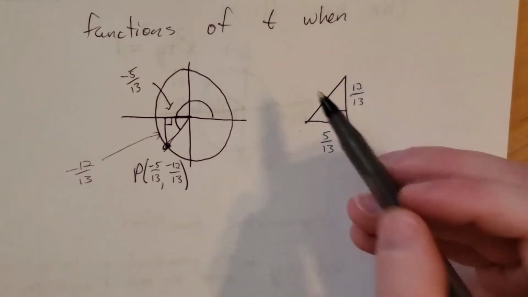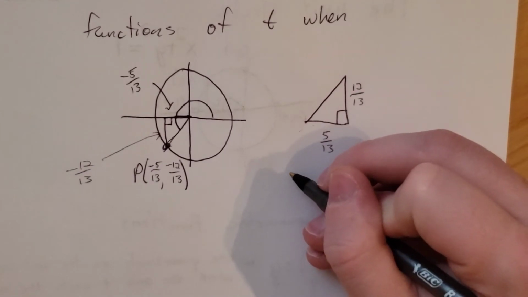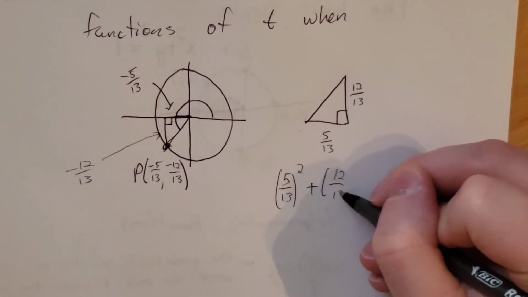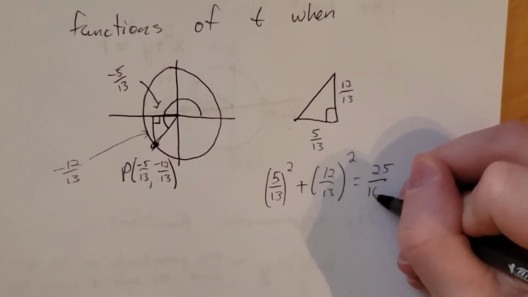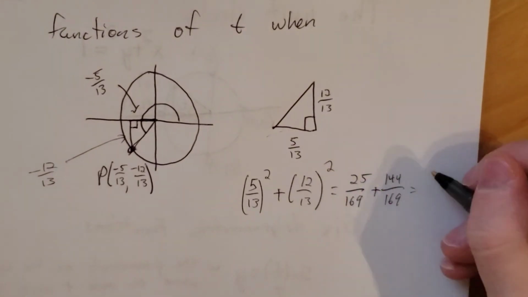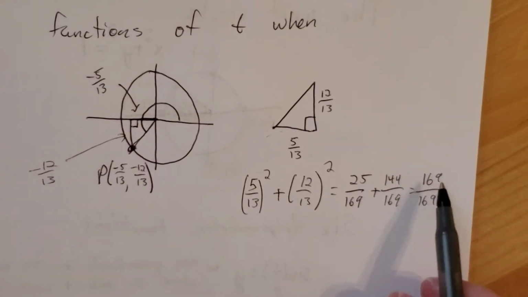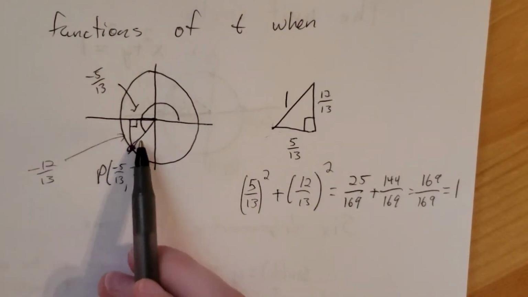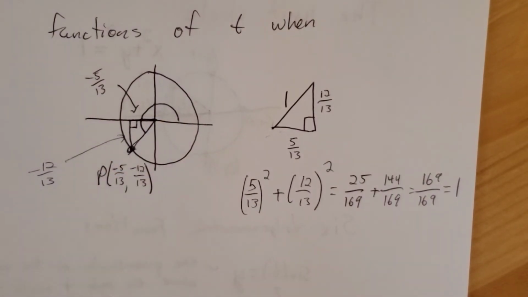Well, we have a right triangle here. How do we find the hypotenuse? Well, we use the Pythagorean Theorem. So x squared, 5/13 squared, plus y squared, which is 12/13 squared. What is that equal to? This is 25 over 169 plus 144 over 169 is equal to 169 over 169. What is that? Well, that's of course 1, which tells us this hypotenuse is 1. So in fact, this point is on the unit circle. So this circle I drew happens to be the unit circle.